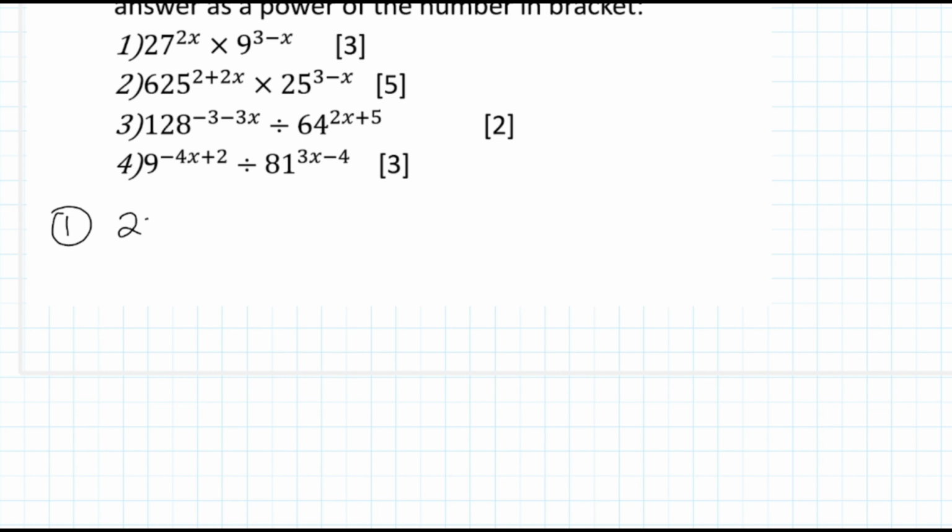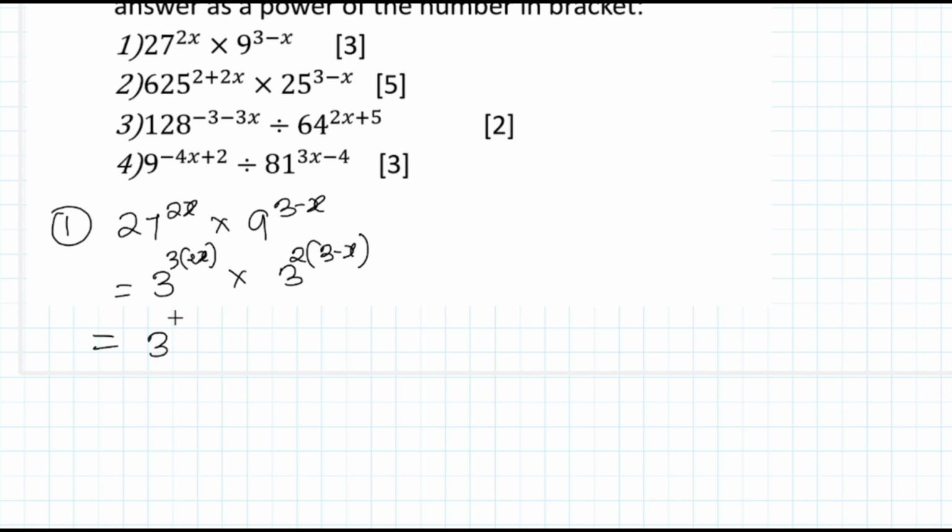Number 1: 27 raised to power 2x multiplied by 9 raised to power 3 minus x. Express both of them in simplest power. So 27 is 3 raised to power 3, multiplied by 9 which is 3 raised to power 2. Then you open the powers using the product laws. 3 times 2x will be 6x, multiplied by 2 times 3, that will be 6, and 2 times x will be minus 2x.